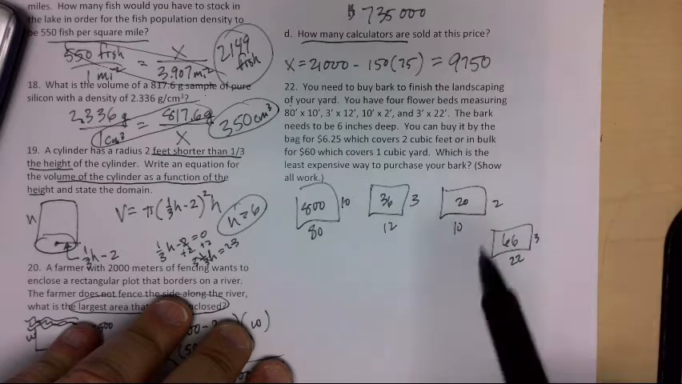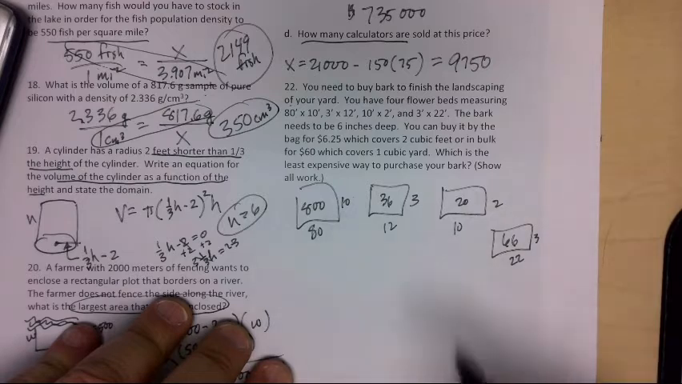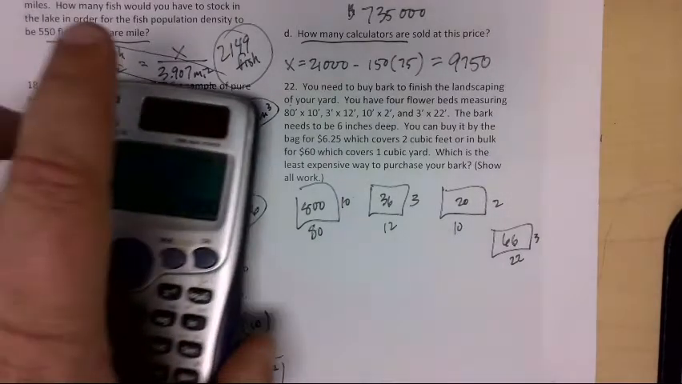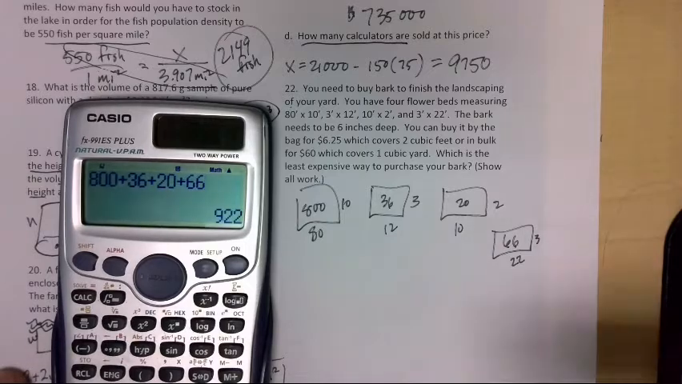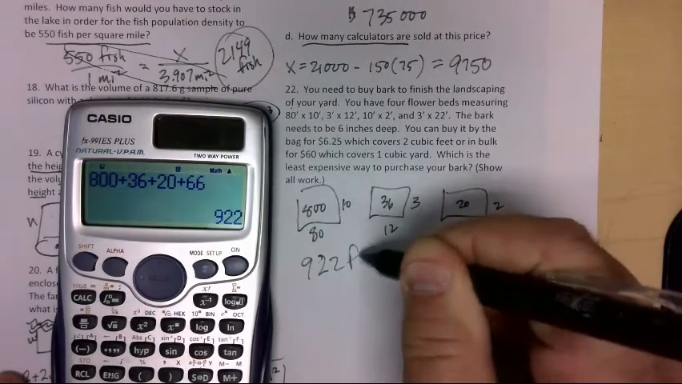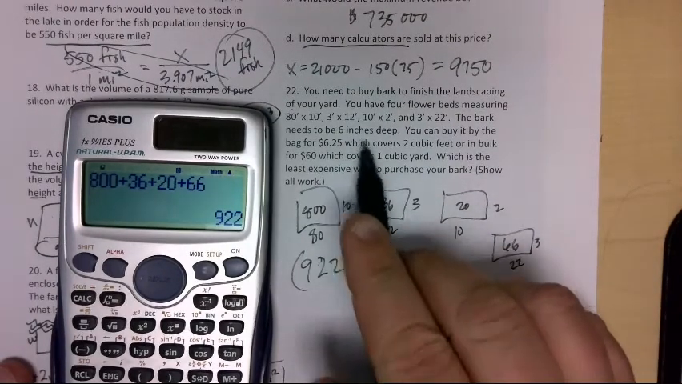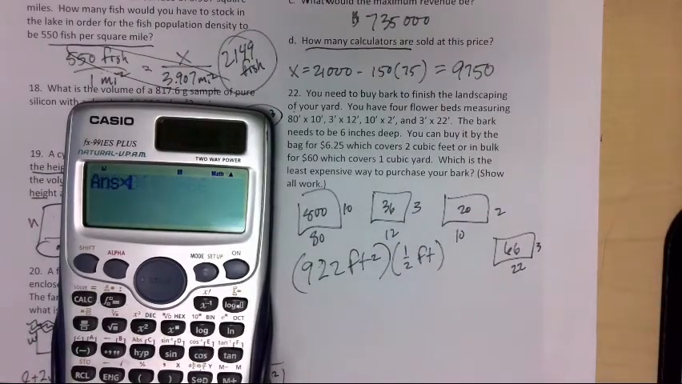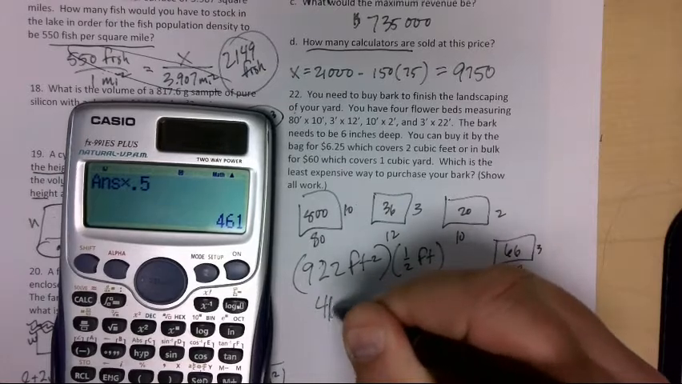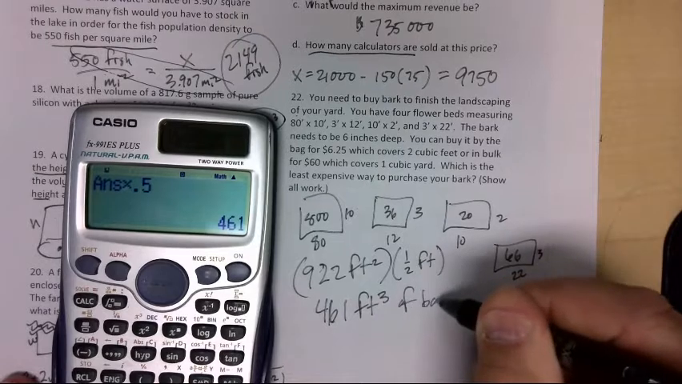Show your work. Okay, so I first need to figure out how much bark I've got. I've got these 4 flower beds, and the area is 800 plus 36 plus 20 plus 66. That means I've got 922 square feet total area, and it's going to be 6 inches deep. Well, 6 inches is half a foot. So if I multiply that times 0.5, that gives me 461 cubic feet of bark. That's how much I need to buy.